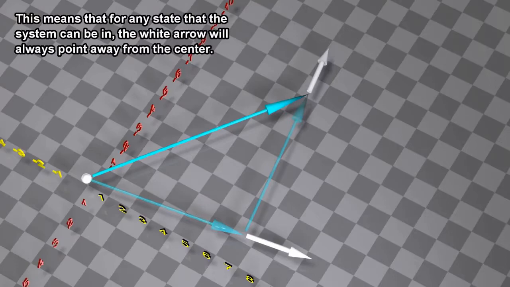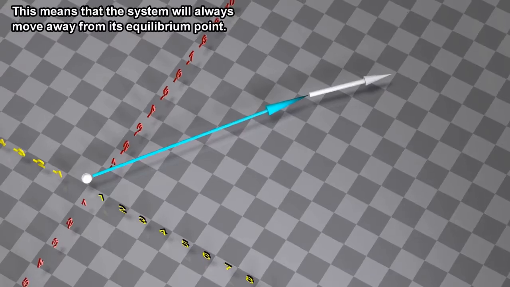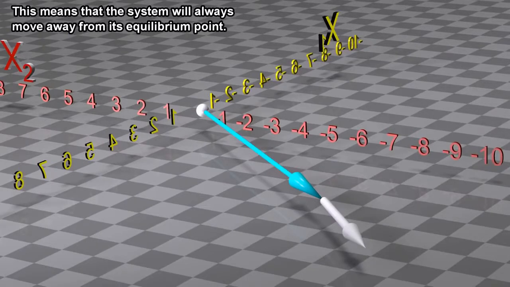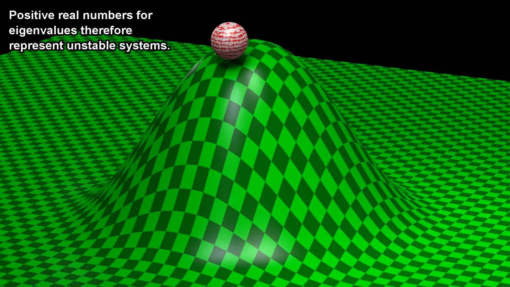This means that for any state that the system can be in, the white arrow will always point away from the center. This means that the system will always move away from its equilibrium point. Positive real numbers for eigenvalues therefore represent unstable systems.